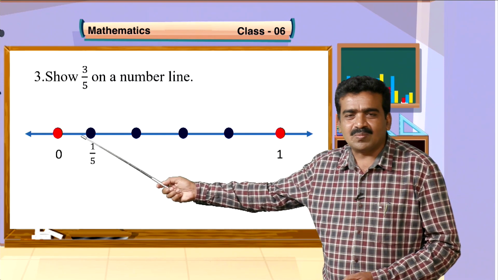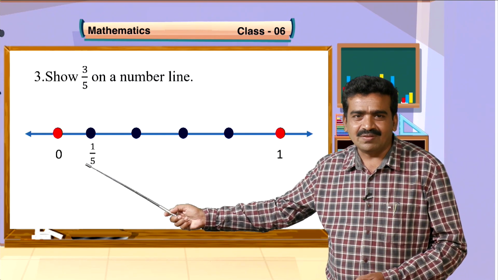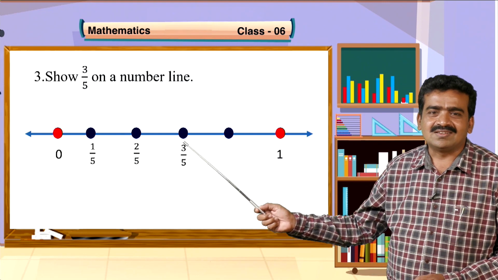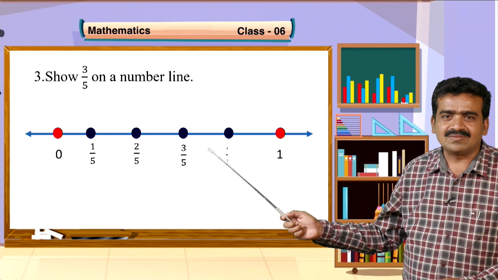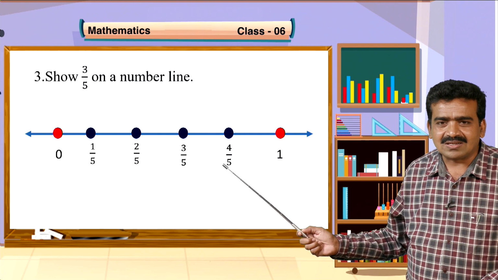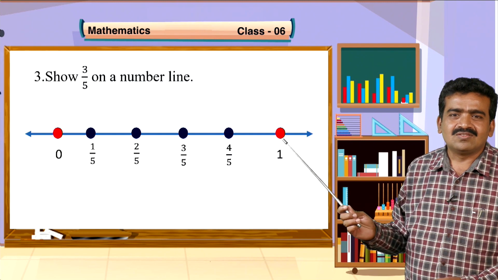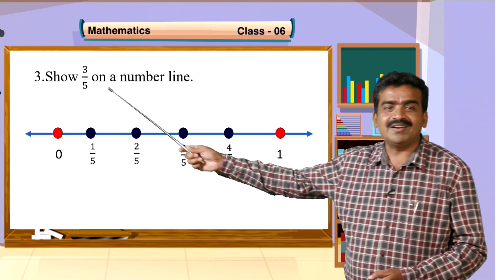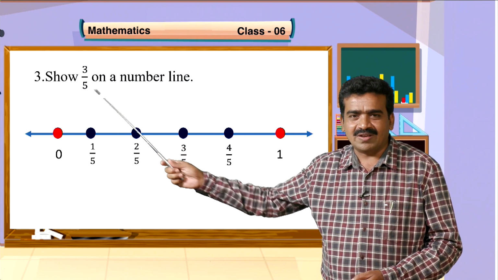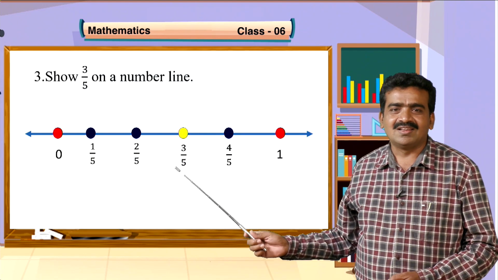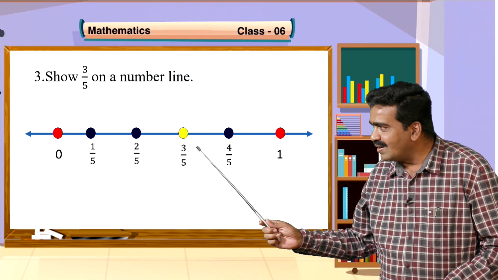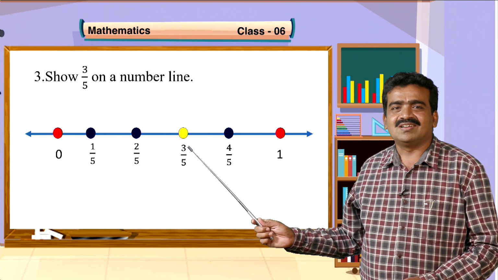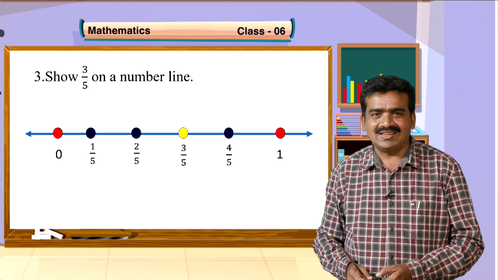Here the first point represents 1/5. Similarly, the second point represents 2/5, the third point 3/5 and the fourth point 4/5. This is 5 by 5, which is equal to 1. So, therefore, what do we need here? 3 divided by 5, that is 3/5, we need. That is why we have to mark this particular point for 3 by 5 on the number line.